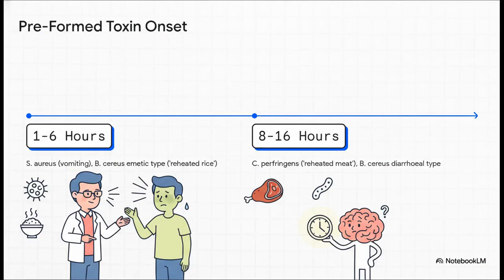of the gut. Now, for some of these culprits, the clock is your biggest clue. If symptoms hit just a few hours after a meal, it's not the bug itself growing inside you. No way. It's a pre-made stink bomb, a pre-formed toxin that was already lurking in the food. The classic examples are Staph aureus and the emetic type of Bacillus cereus, the one from reheated rice. They strike super fast within 1 to 6 hours. A little later, maybe 8 to 16 hours, you've got suspects like Clostridium perfringens in reheated meats.